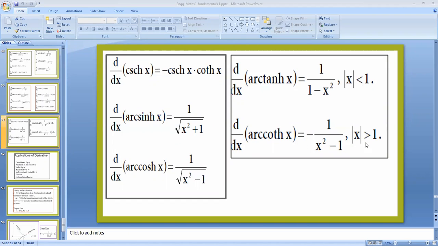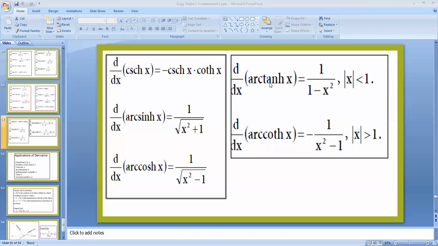Mod of x is less than 1 and mod of x is greater than 1. So these are the differentials for the hyperbolic inverse functions. Always keep in mind Euler's formulae.